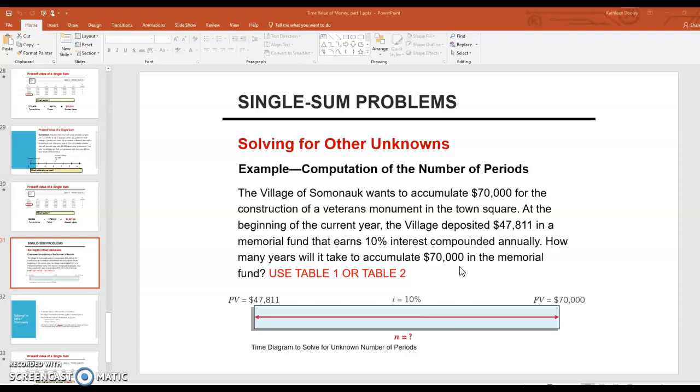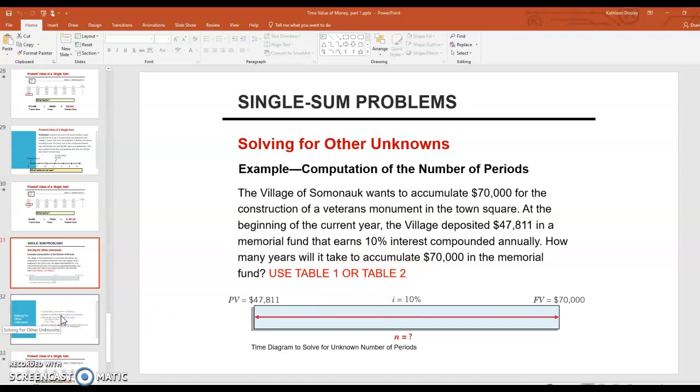Here we have our FV, what we want in the future, which is the 70,000, and we know our PV, 47,811. We know how much interest we're going to make. We need to know how long it is going to take to get to the 70,000. Here's our timeline: our PV of 47,811, our FV of 70,000, our interest of 10%, and our N is the unknown with a question mark. I'm going to use Table 2.